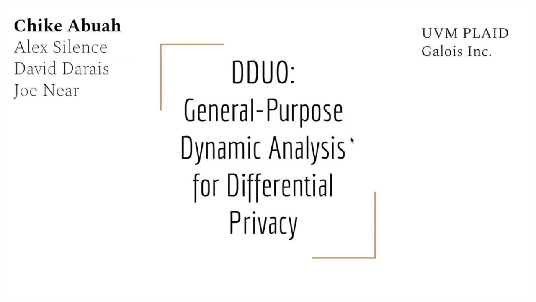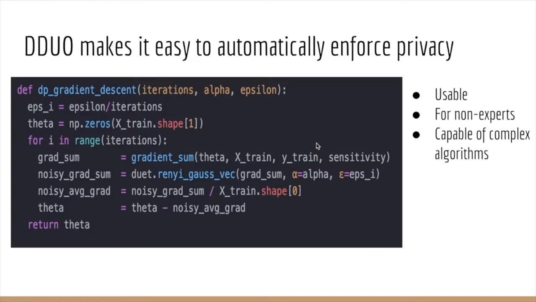Hi, my name is Chike Abuah, and I'm going to be talking about DDUO, which is a system for dynamic analysis of differential privacy that can be embedded in general-purpose programming languages such as Python. This talk is going to be about data privacy and also about programming languages and how we can use programming languages as tools to both ensure that our algorithms are differentially private and also that they have a certain desirable privacy cost.